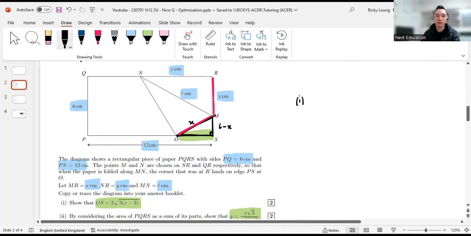So then I have enough information to use Pythagoras. OS squared is equal to the hypotenuse squared minus (6 minus X) squared. Expanding that, X squared minus 9 minus 6X plus X squared. X squared goes away, so that becomes 6X minus 9.